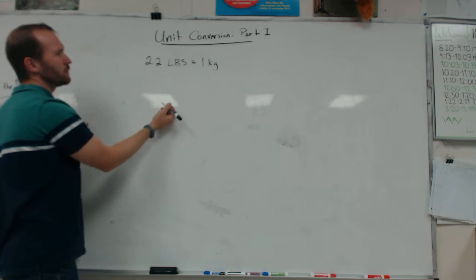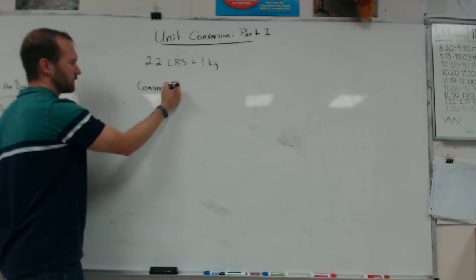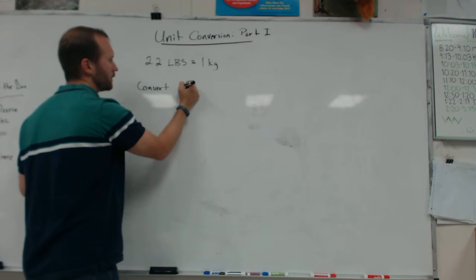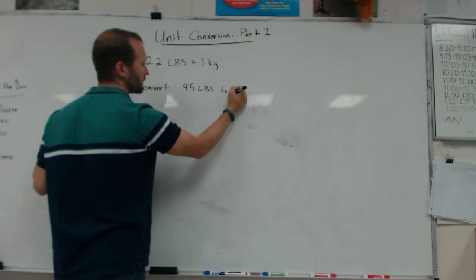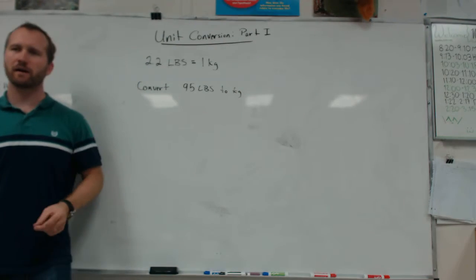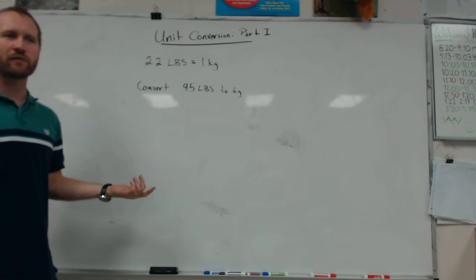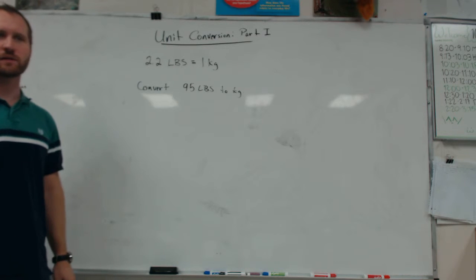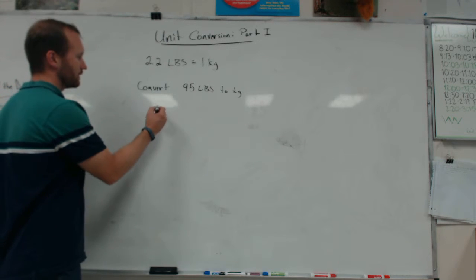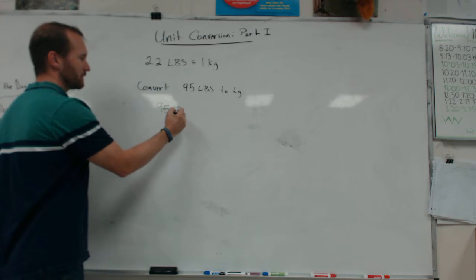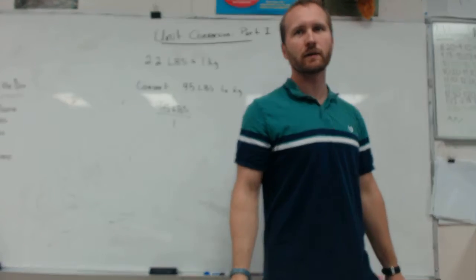Okay, 2.2 pounds equals 1 kilogram. And they say convert 95 pounds to kg. It's probably about what some of you weigh, right? So convert 95 pounds to kilograms. We want to find out what you would weigh if you went to, like, France or something. You wouldn't weigh 95 pounds. So, write my number as a fraction. 95 pounds over 1.